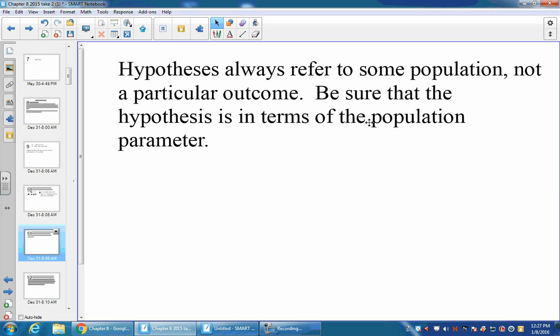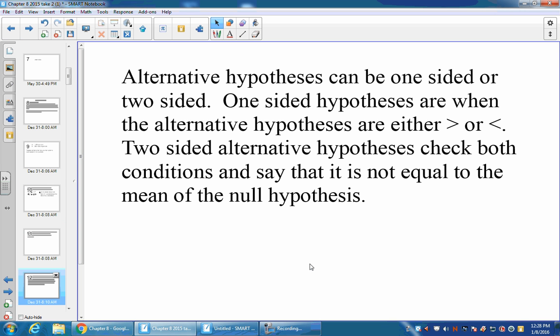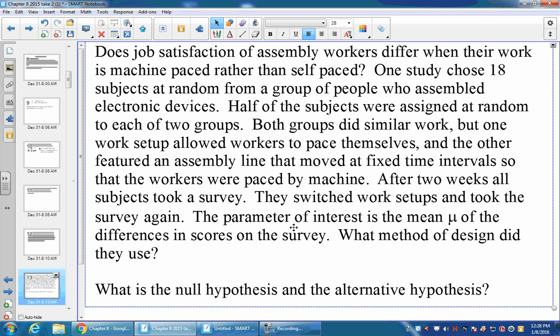Now, hypotheses always refer to the population and not a particular outcome. So we want to make sure that they're in the parameter. So make sure that's a mu instead of an x bar. Now, alternative hypothesis can be one-sided or two-sided. A one-sided, like we did there, was either greater than or less than. We could also do a two-sided hypothesis, and instead of less than or greater than, we do not equal to. We do a two-sided hypothesis if we don't know the outcome of the study. You're doing a study and you don't know if you should check the upper end or lower end, so you have to check both. Here's an example.